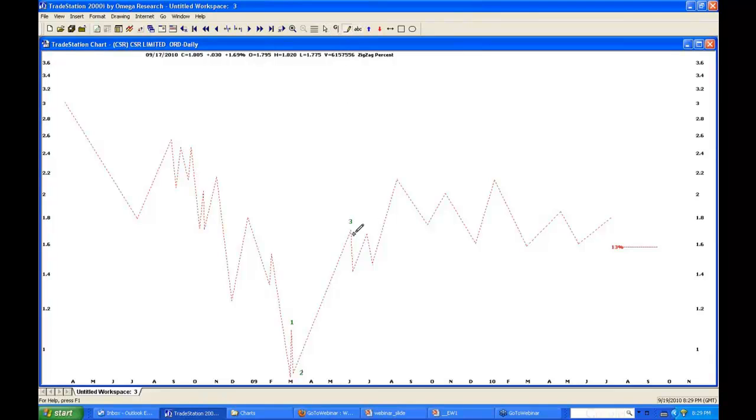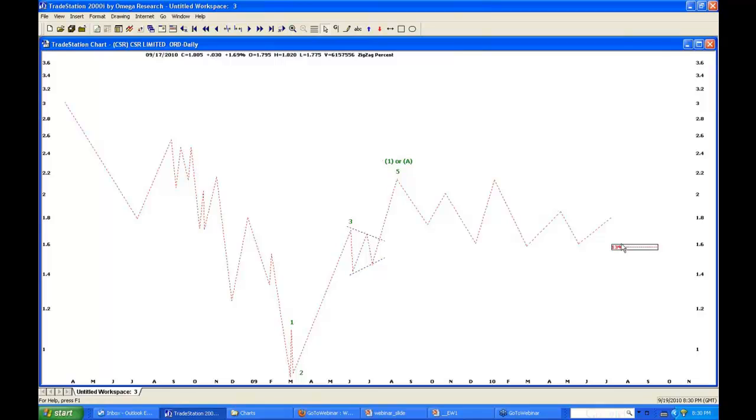We've got an impulse into wave 3. We've got a triangle into wave 4. Remember our law of alternation. And look how deep this wave is right here. And up to wave 5. Now that may be a wave 1 or A. I don't know.